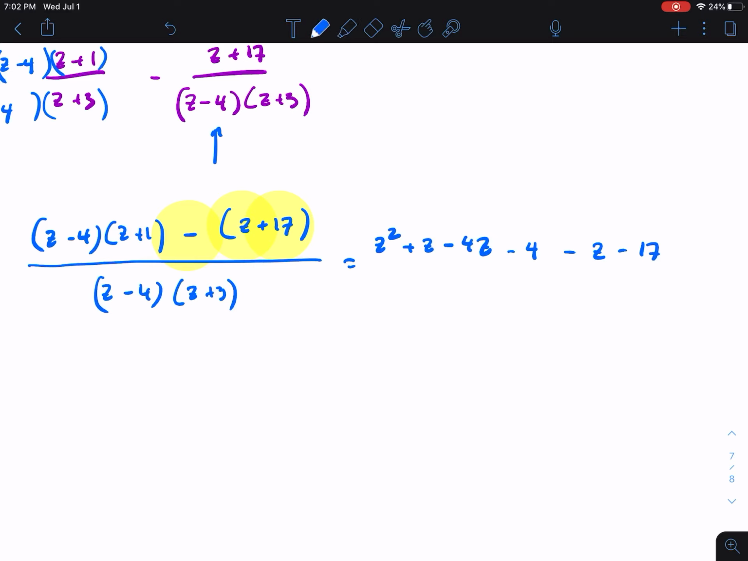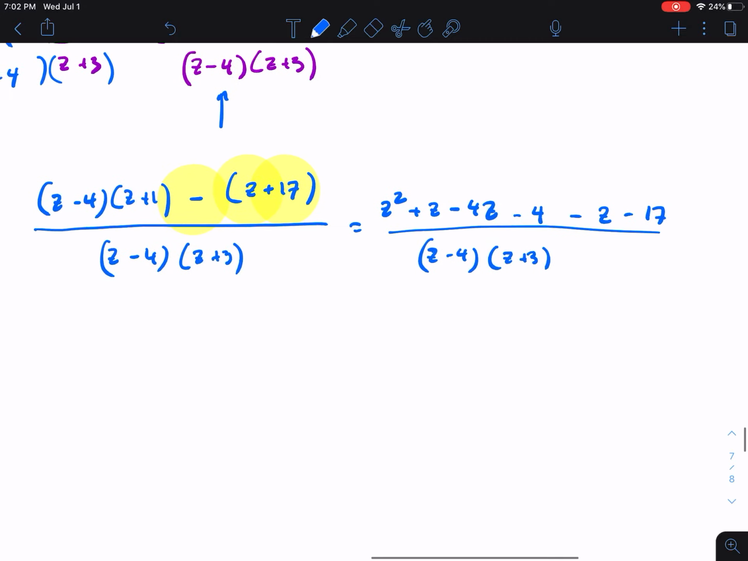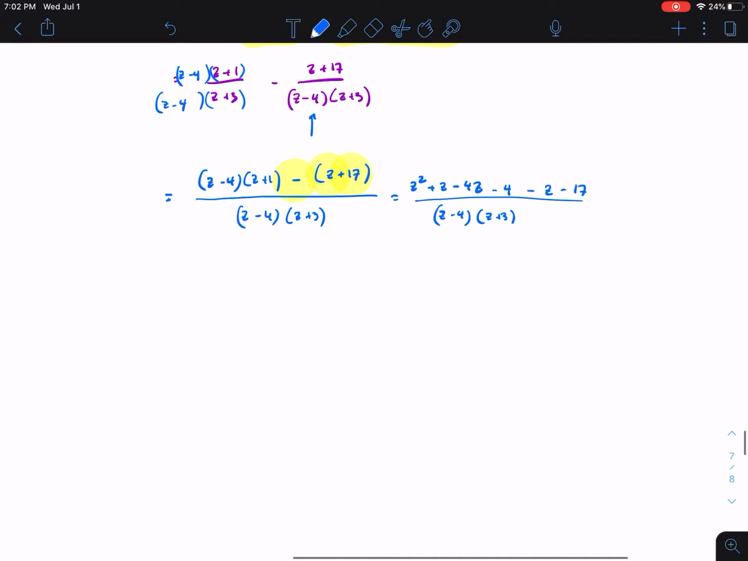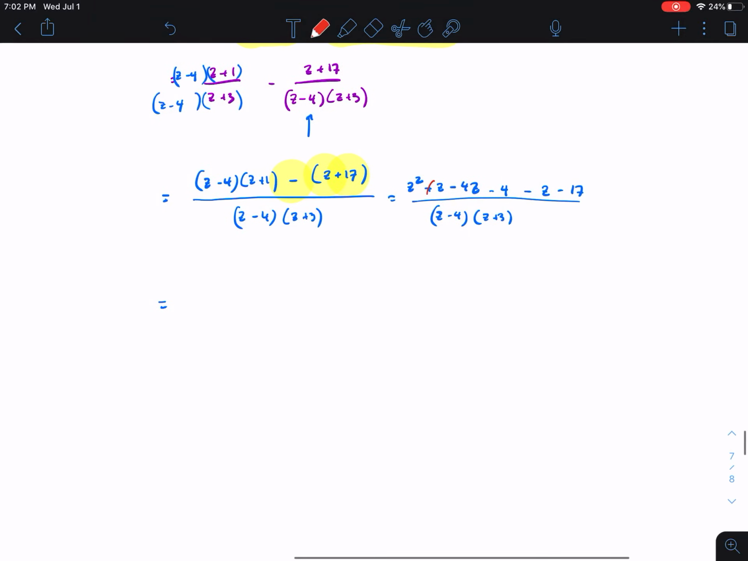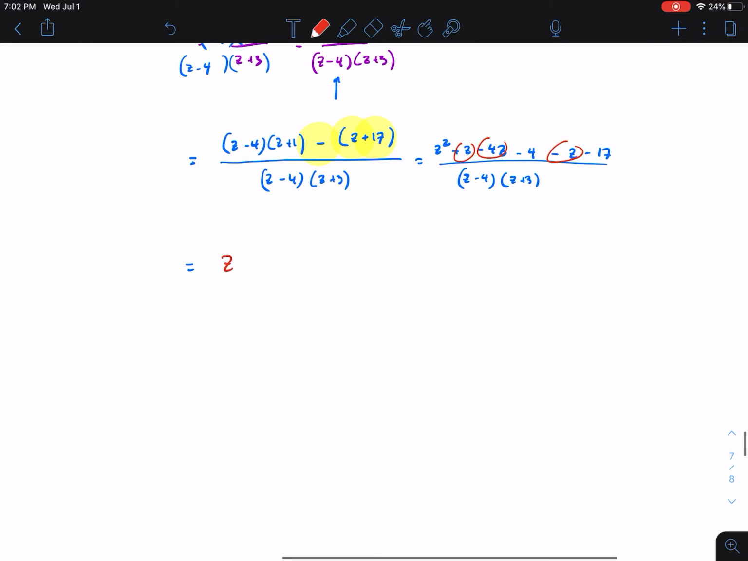Over the denominator. Okay, so let's simplify the numerator. We have 1z, negative 4z, and we have another z. So z squared stays the same. We're looking at negative 4z next because z and negative z cancel out. And then we have a minus 4 and minus 17. So that becomes negative 21 over z minus 4 and then z plus 3.